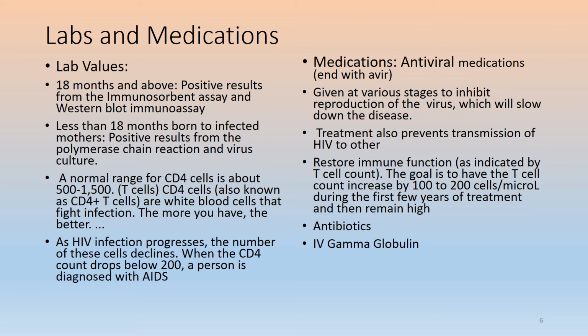These medications are given in various stages, even if a child is category N with no symptoms. One of the medications will be given. What they want to try to do is stop the T cells from reproducing and slow down the disease. The treatment will also prevent transmission of HIV to others. So the goal of the medication is to restore the immune function.